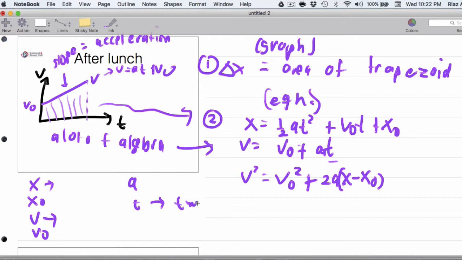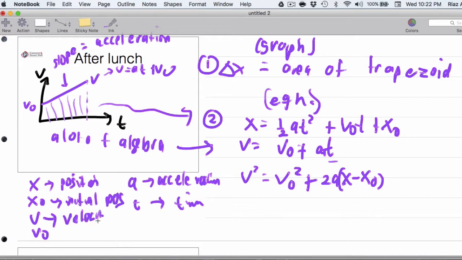These are easy. This is time. This is acceleration. This is your position. This is your initial position, which means your starting point. We had v as velocity. And v naught is your initial velocity, which is like your starting speed in the direction that you're going in as well. So that's really what we worked on today.